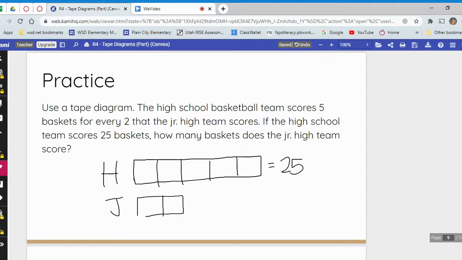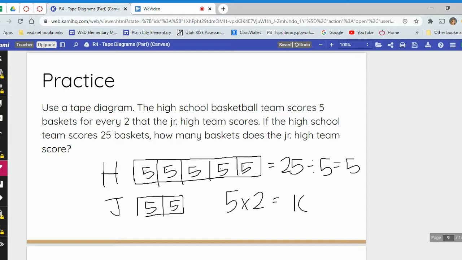We take that 25 and split it between how many sections? 1, 2, 3, 4, 5. So 25 divided by 5 is 5. So each section is worth 5. And hopefully you're starting to see, right? We do the same thing every time. It's just kind of a pattern. So how many baskets does a junior high team score? Well, junior high has 5 times 2 sections. So the junior high scores 10.